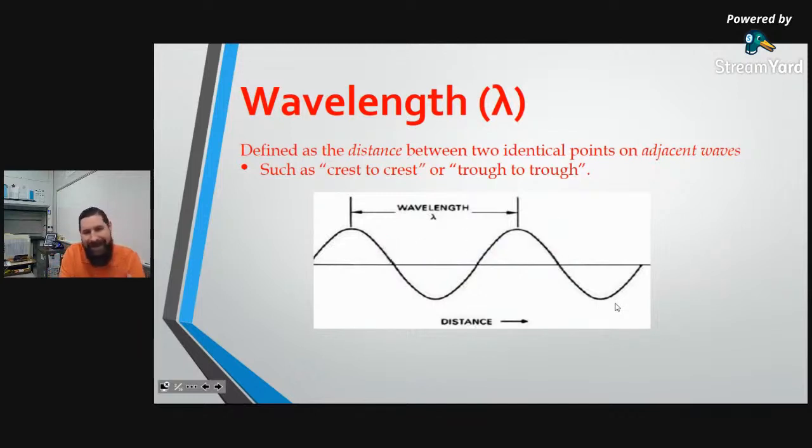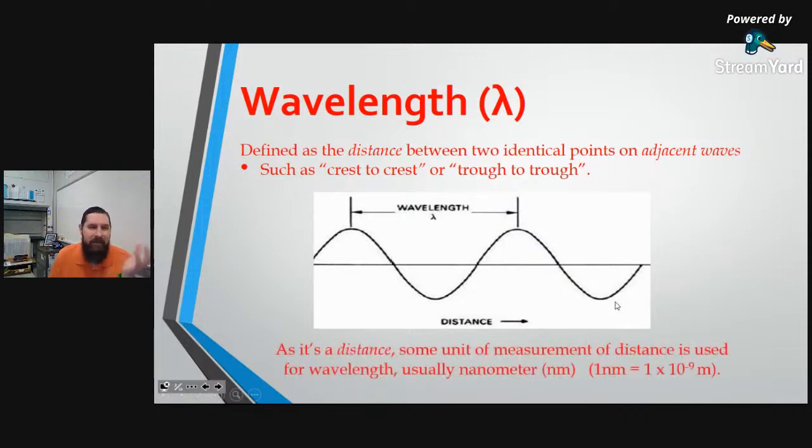But the easiest thing to do is to measure from peak to peak, and that's why most textbooks are going to show you that wavelength is peak to peak or crest to crest or from valley to valley, trough to trough. Okay? Lots of different terminology that can be used. But any way that you slice it, wavelength is a length. It's a distance, which means we have to use some unit of measurement of distance for when we measure it.